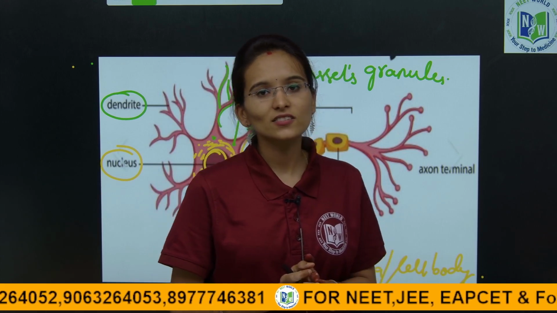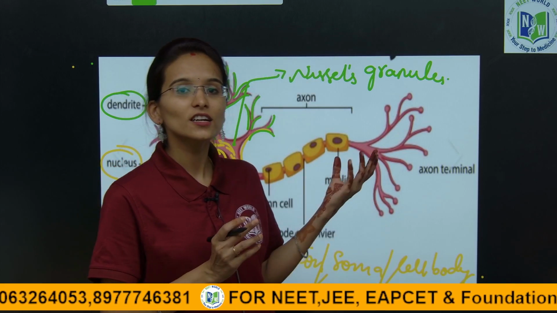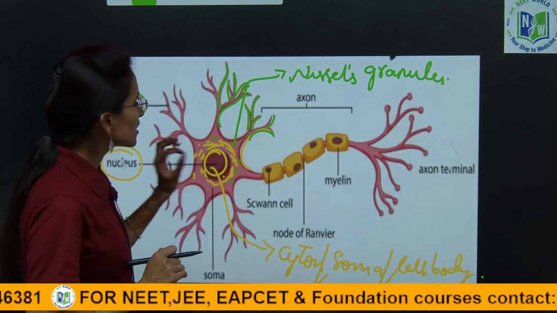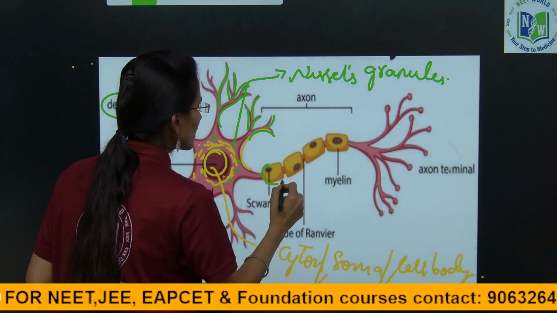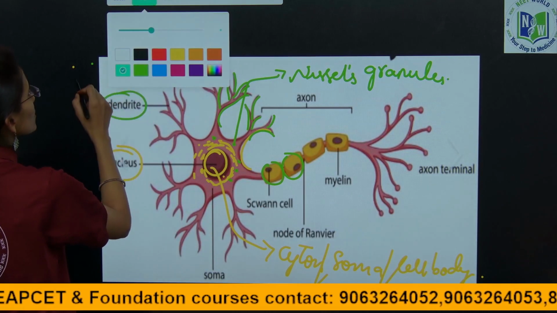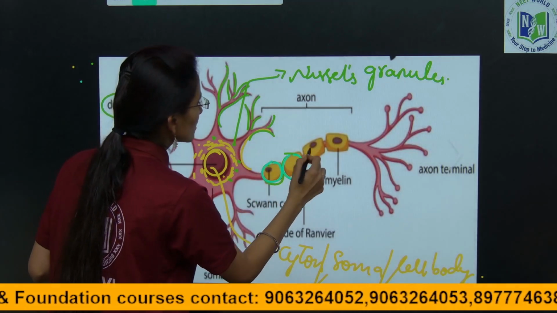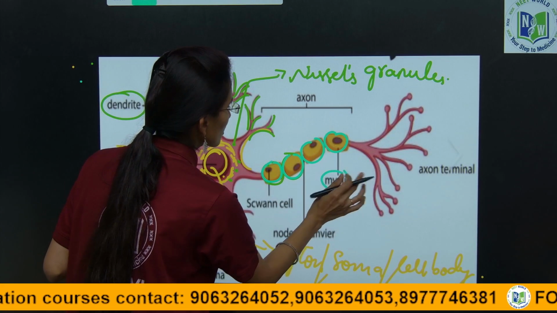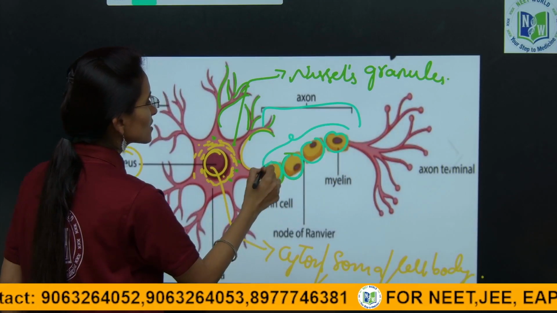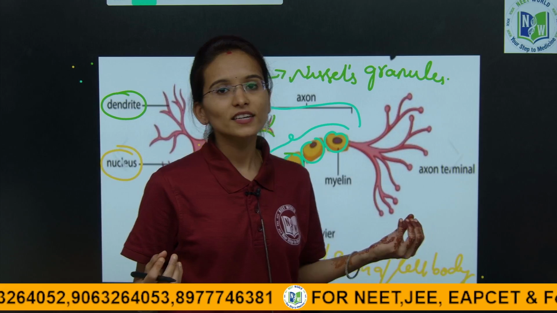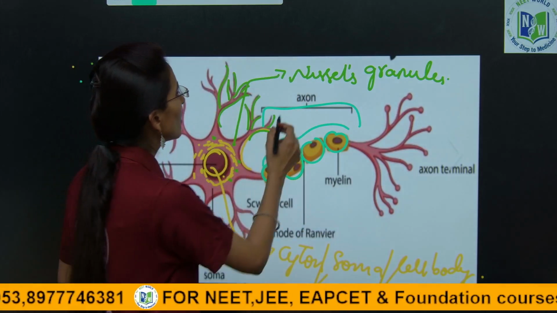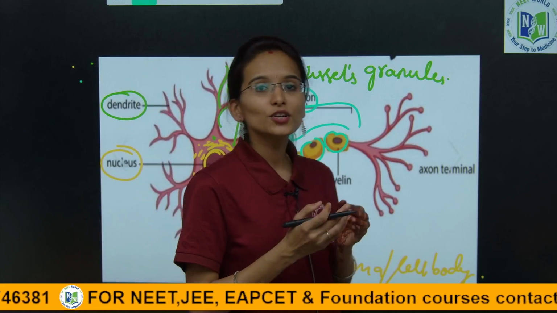Nissl granules are granular structures present in the cytoplasm of the neuron. Simply, they are present inside the cyton, and from the region of the cyton there is a long elongated structure which arises continuously. This is called the axon. Can you see this complete portion, the long elongated structure arising from the cyton? That is the axon.